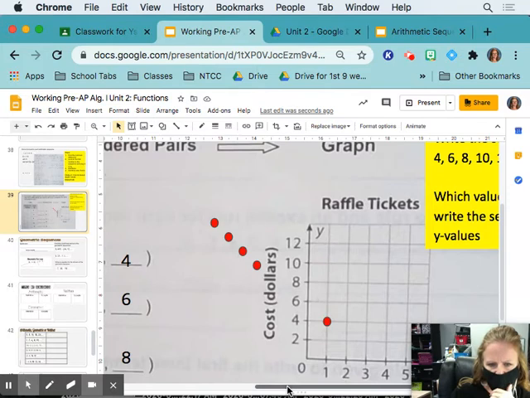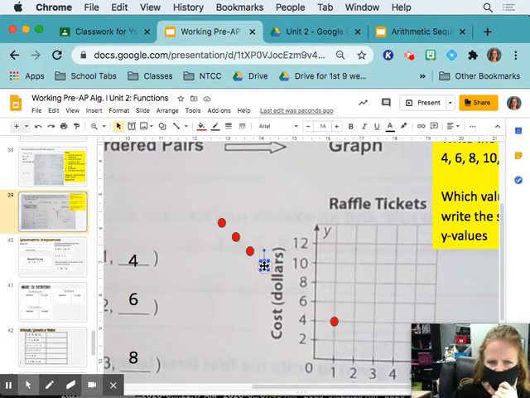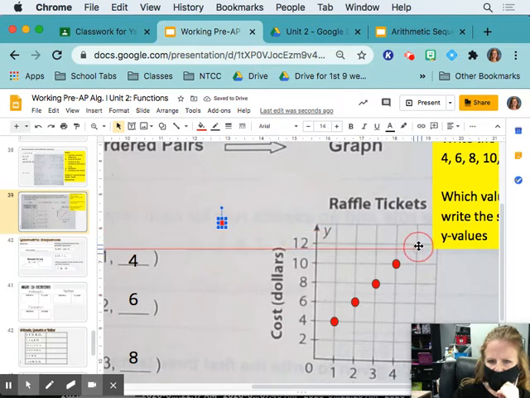Okay, so 1, 4. And then the next one is 2, 6. So let's grab it. 2, 6. Then 3, 8. 4, 10, and 5, 12.